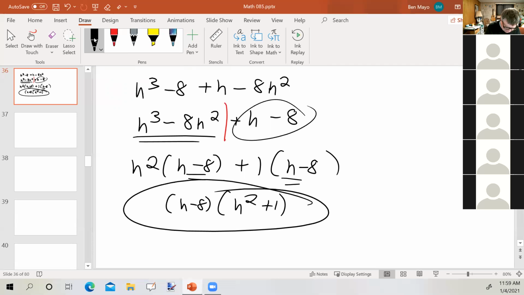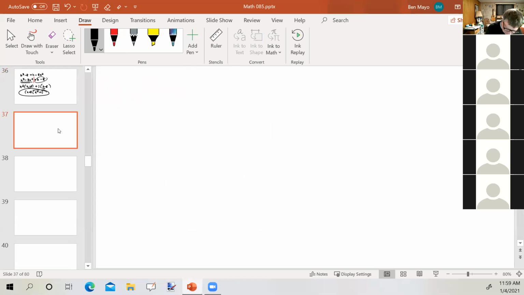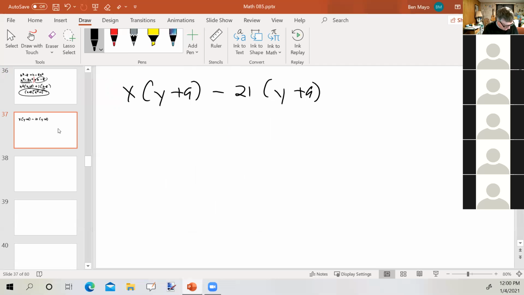Let's see here. Now they just kind of mix the problems all together. So it just says factor. So what's the greatest common factor here? It would be y plus 9, and the leftovers are x minus 21. Questions there?